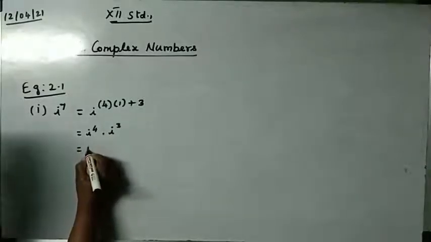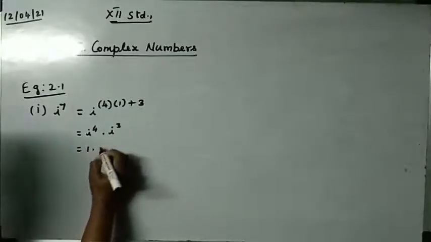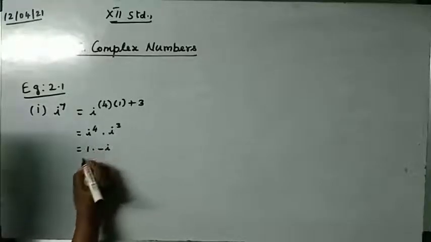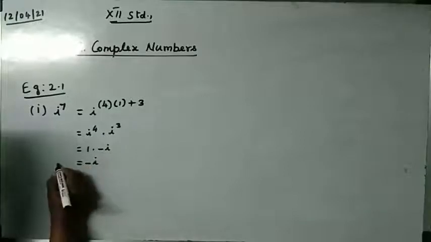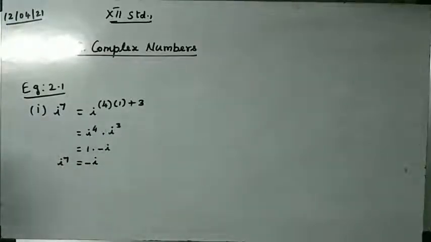i power 4 is 1 into i power 3 is minus i. So 1 into minus i is equal to minus i. So i power 7 is equal to minus i, that is the answer.